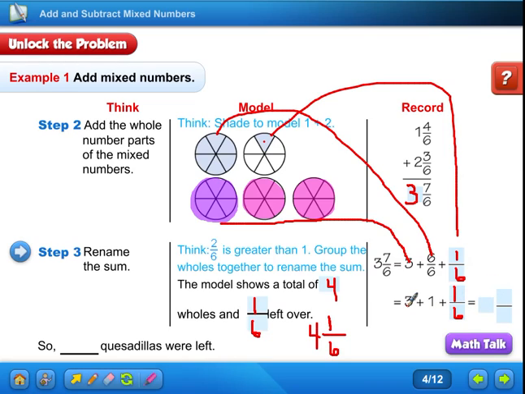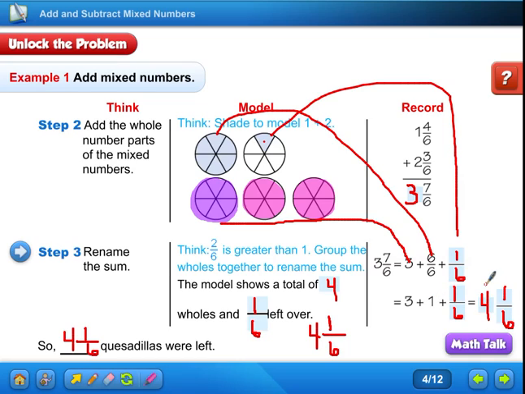So we get 3 plus 1 equals 4 and 1/6. So how many quesadillas were left over? 4 and 1/6. All right, so that's adding. It was adding, plus we changed that fraction greater than 1, or improper fraction, to just a regular mixed number.